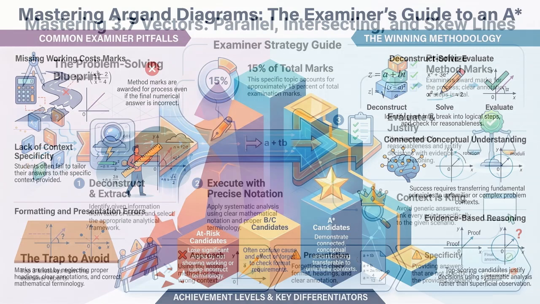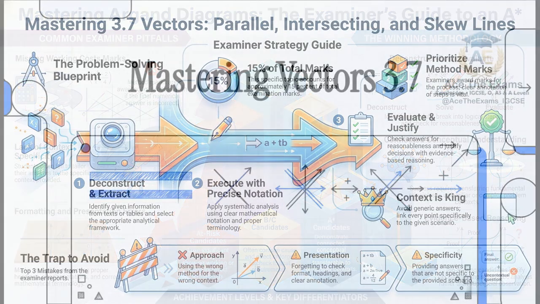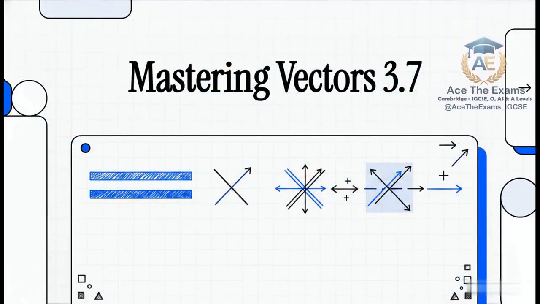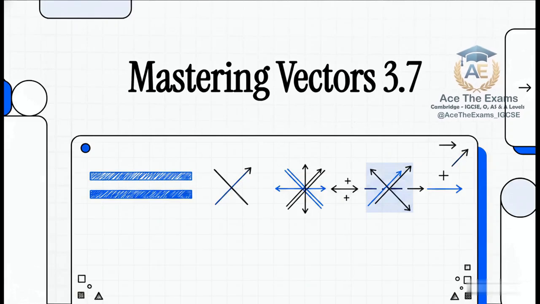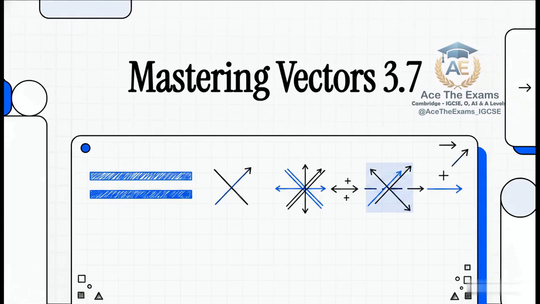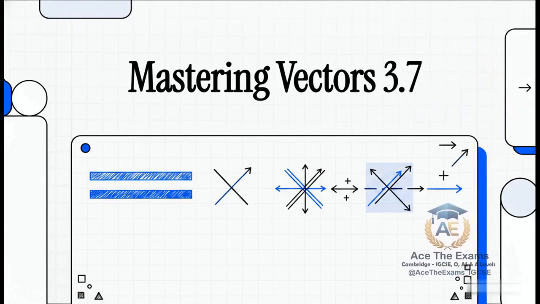Welcome everyone to this explainer on the Cambridge AS and A-Level Mathematics 9709 syllabus. Today, we are focusing specifically on topic 3.7, vectors. We'll be looking incredibly closely at the dynamics between parallel, intersecting, and skew lines. But listen, we aren't just going to look at the equations today.